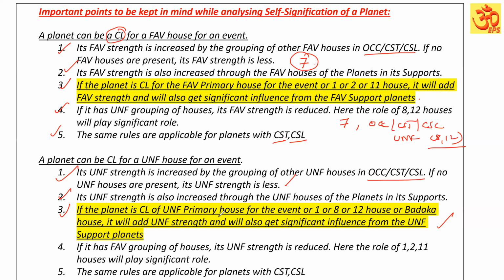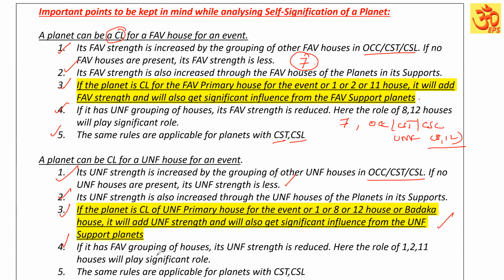If a planet has an unfavorable primary house, or Lagna, or 8 or 12 cuspal lordship, or Badaga house is playing as the cuspal lord, it will add unfavorable strength to the planet. If a planet has unfavorable houses in self-signification, especially primary unfavorable house, or Lagna or 8 or 12 or Badaga lord, the unfavorable strength is going to be significant. Similarly, those planets will also get significant influence from the unfavorable support planets.